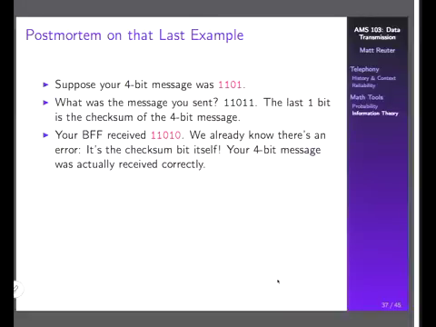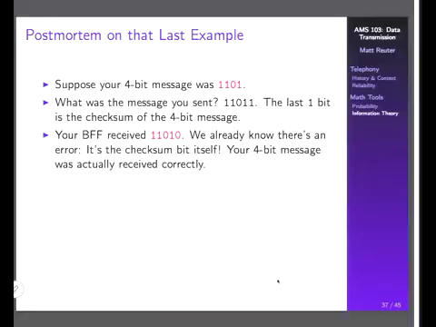Why not? Okay, so our BFF should know that there's an error. Why will they know there's an error? Because if you're using the checksum, you'll see that the last digit is a 0. Right. So our BFF can look at that message. They'll take the checksum of those first 4 bits of that message and say that checksum is 1. And they're going to compare it against the checksum bit in the actual message they received, which is a 0, and they're going to realize something's wrong. There's an odd number of errors in the message.